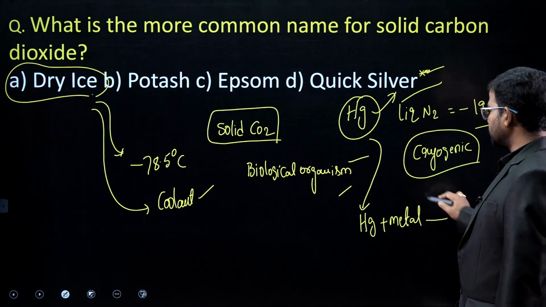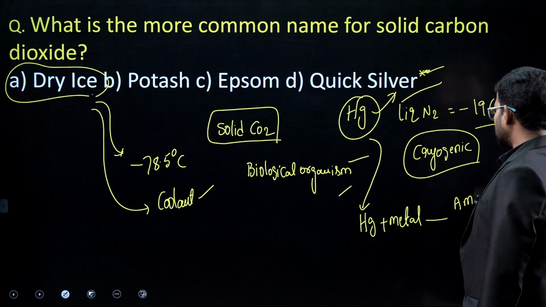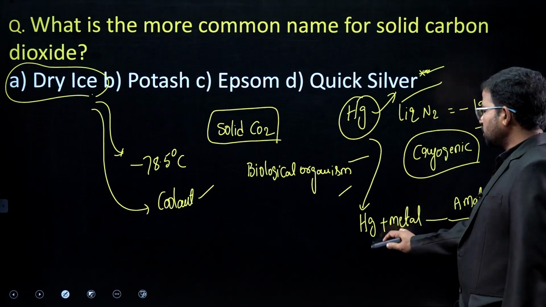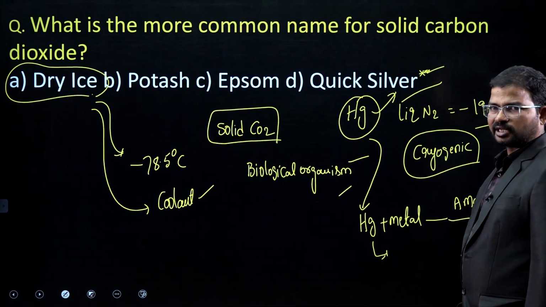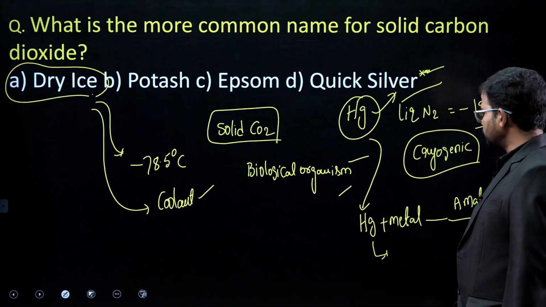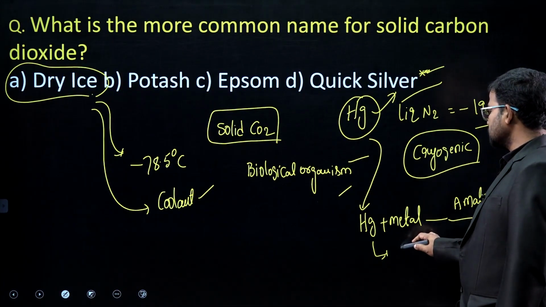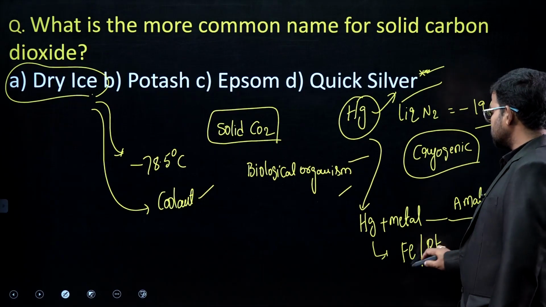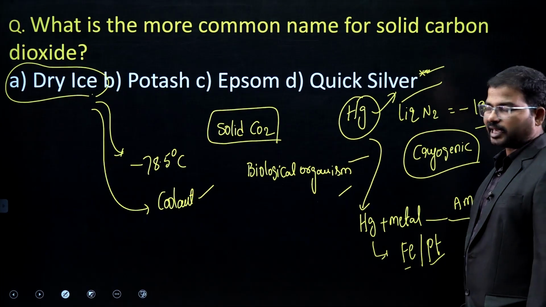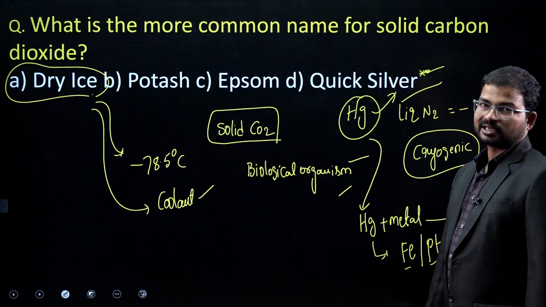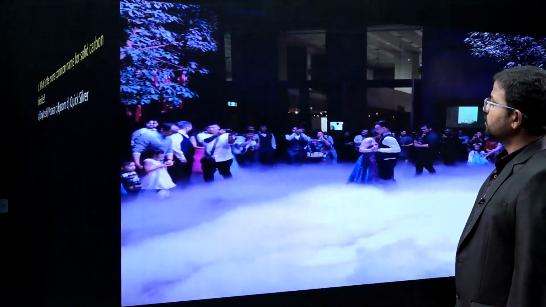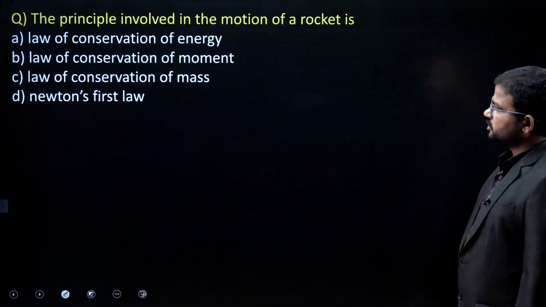What is the name of the mercuric alloy? Amalgam. The name of the mercuric alloy is amalgam. Mercury can form amalgam with any metal except two: one is iron and the second one is platinum. From these two metals we are not expecting any amalgam alloy. Right. Next question.